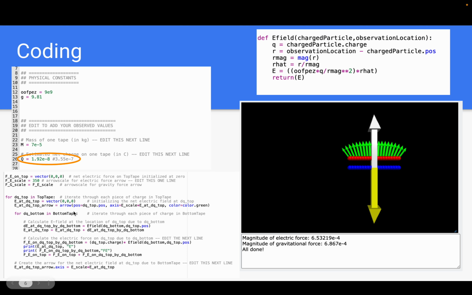This piece of code here is a for loop or an iteration calculating each point charge's electric field along the tape, along with the electric force of each point charge, and summing it up. So each green arrow shown here is the electric field of each individual point charge along the tape, and the white arrow is the electric force shown by each point charge of the tape summed together, and the yellow arrow is the gravitational force on the tape. And this is the piece of code that calculated the green arrows, or the E field, of each point charge.